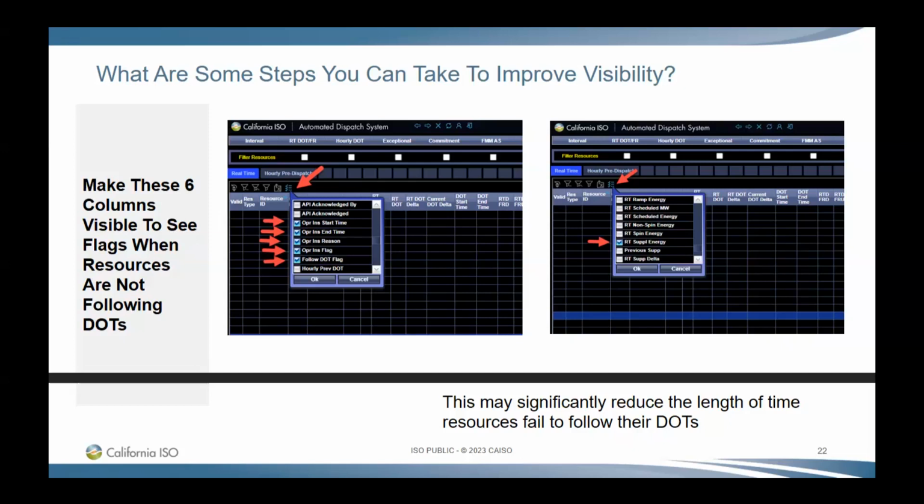You're going to want to open up the columns for operating instructions start time, operating instructions end time, operating instruction reason, operating instructions flag, and the follow the dot flag. You'll also want to open up the real-time supplemental energy column. Those are the key columns that you want to have up and actively monitor, so that if you receive any kind of flag, you're able to see it and respond within the time limits.